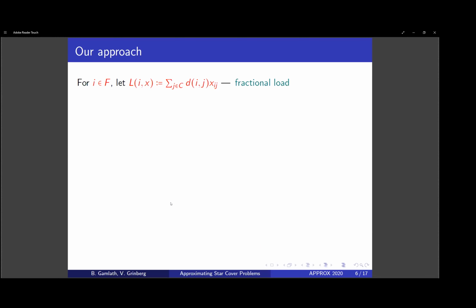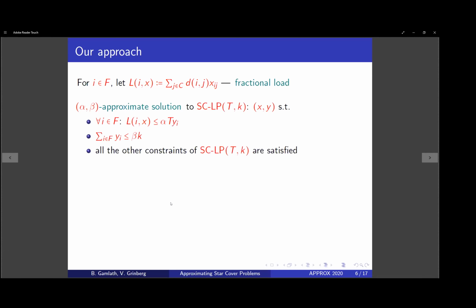assignment x. By an alpha-beta approximate solution, we mean a fractional solution such that the constraints on the load and on the size are not satisfied perfectly. They are satisfied approximately, with the approximations being alpha and beta respectively. But all other constraints are satisfied.